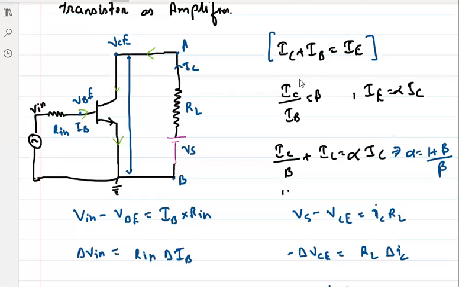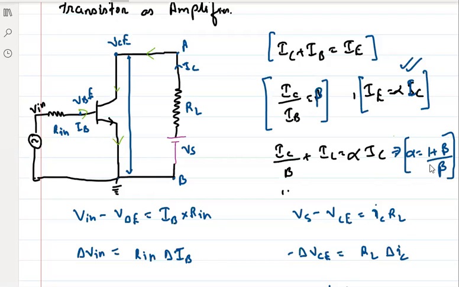And we also studied two relationships. We studied that IC by IB is equal to beta, and IE is equal to alpha into IC. Alpha into IC. This is your second relationship, right? Because if you put this value, you will get a relationship between IE and IC. Just try to put the value of beta over here. You will get a relationship in terms of beta. After solving this, you will get alpha is equal to 1 plus 1 by beta, or 1 plus beta by beta.